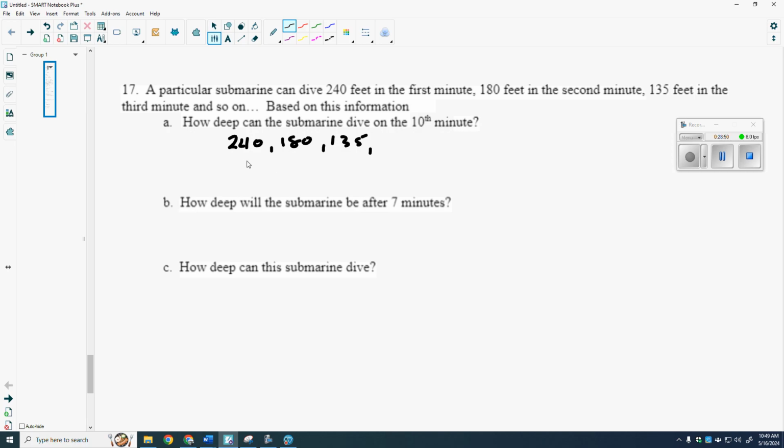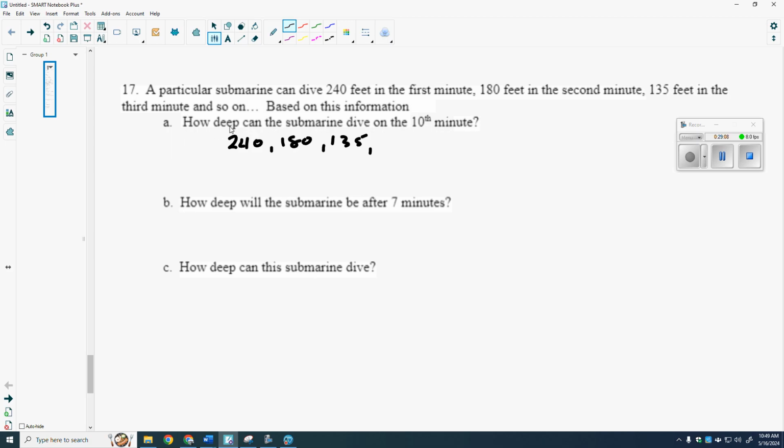So what's my r value? Is this arithmetic or is it geometric? 180 divided by 240 gives me 0.75. 135 divided by 180 gives me 0.75. So it is geometric. My r value is 0.75.